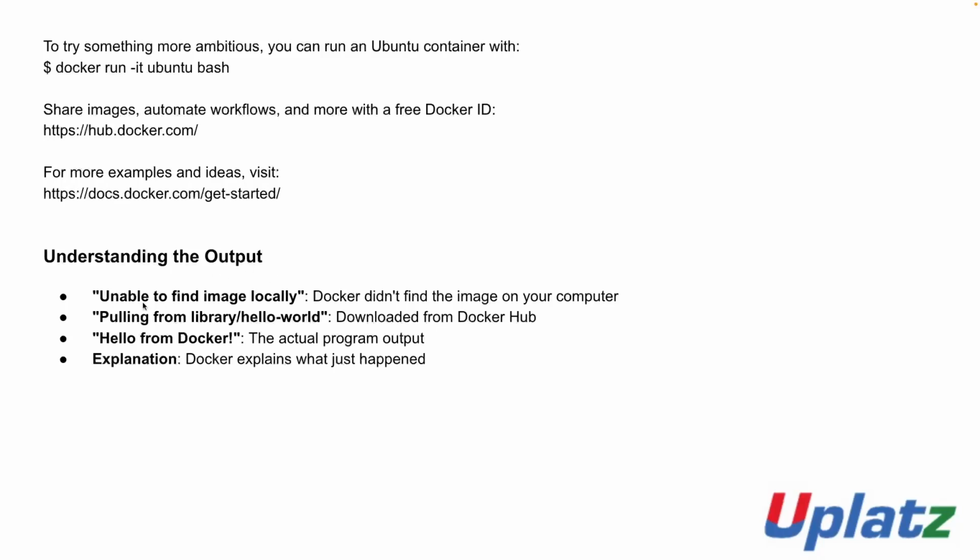Understanding the output. Unable to find image locally: Docker didn't find the image on your computer. Pulling from library/hello-world: downloaded from Docker Hub. Hello from Docker: the actual program output. Explanation: Docker explains what just happened.